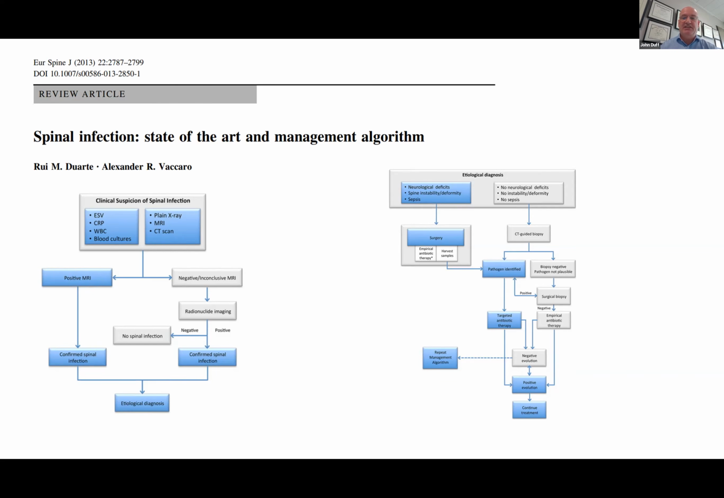And then once you've made the diagnosis, if you look at the algorithm on the right side, this is a summary of the management, and essentially, again, neurological deficits and spinal instability, or both, or a patient who is septic and the infection is not controlled, are all candidates for surgery.